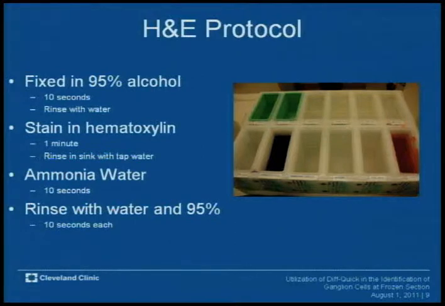The slides to be stained using H&E were briefly fixed in 95% alcohol and rinsed with water. The tissue was stained in hematoxylin for 1 minute. After staining, the slides were first rinsed in tap water to remove excess hematoxylin and then in ammonia water to add a blue tint to the tissue. Following the ammonia water, the slides were placed in tap water and 95% alcohol for 10 seconds each.